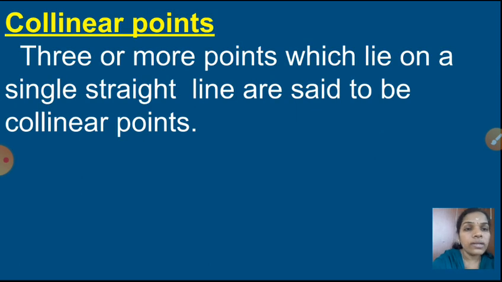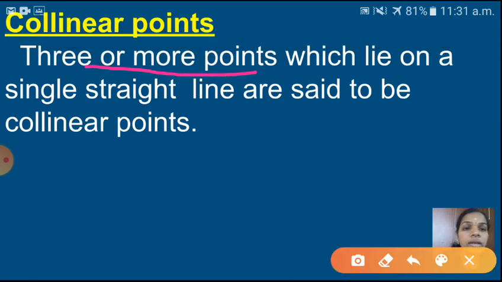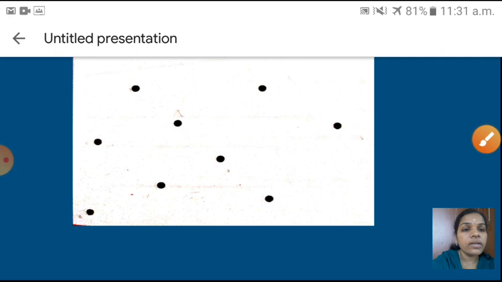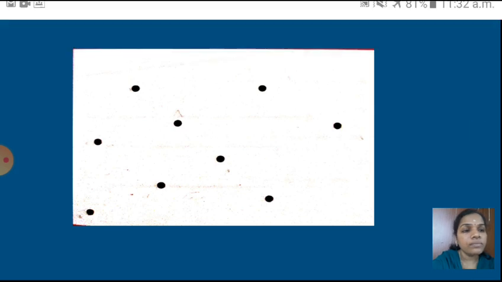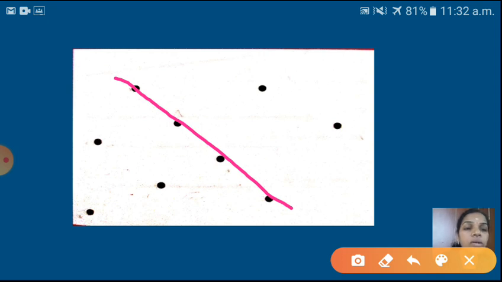Next one is collinear points. What is meant by collinear points? 3 or more points which lie on a single straight line are said to be collinear points. So see this figure children. Here these 4 points are in a straight line. These 4 points are lying on a straight line. So we can say that these 4 points are collinear points.